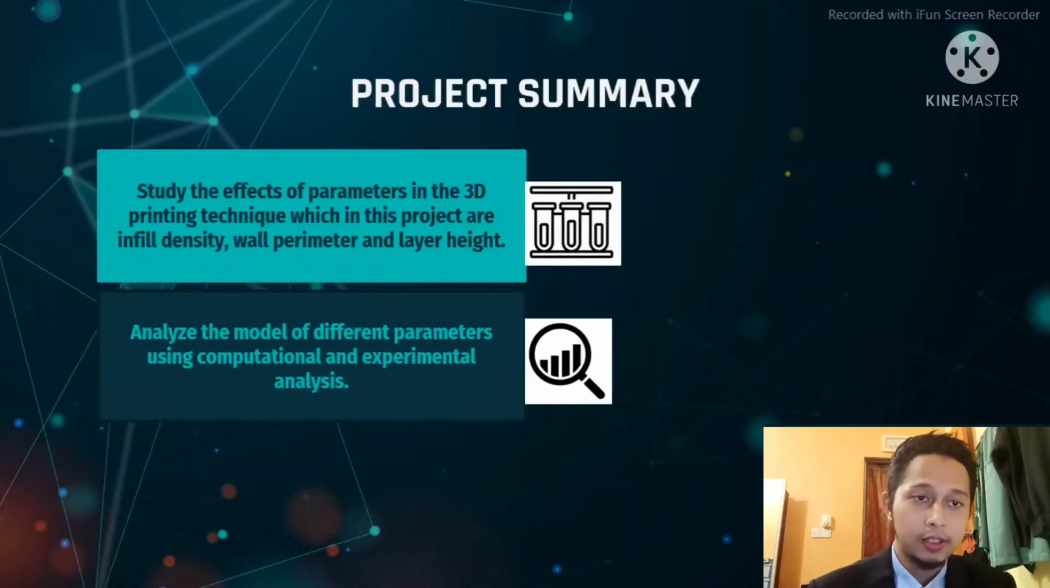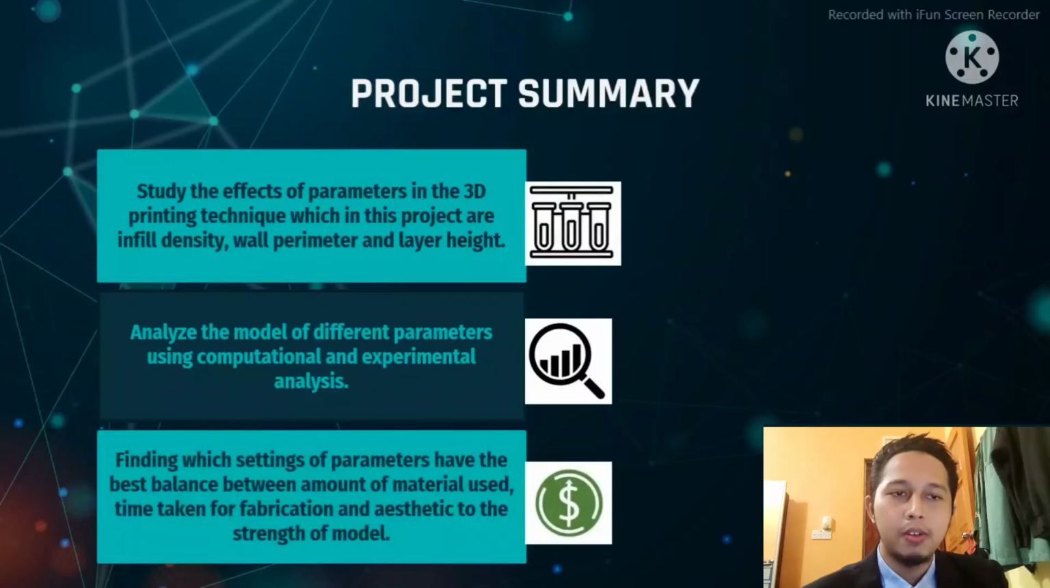Next is to analyze the model of the different parameters using computational and experimental analysis. Computational analysis is a test using simulation software on a 3D model, while experimental analysis is a test using a real testing machine on a real specimen model, and finding which settings of the parameters have the best balance between the amount of material used, time taken for fabrication, and the strength of the model.